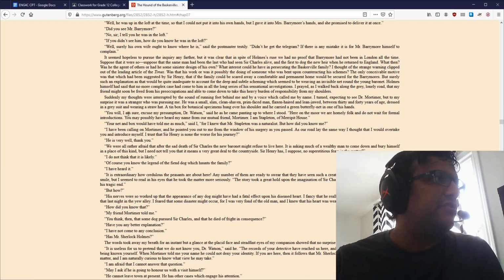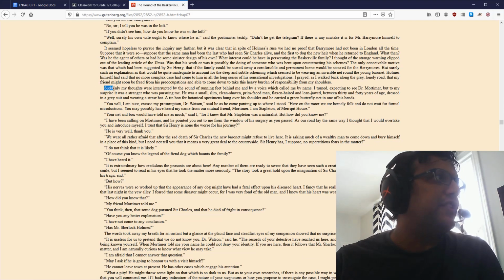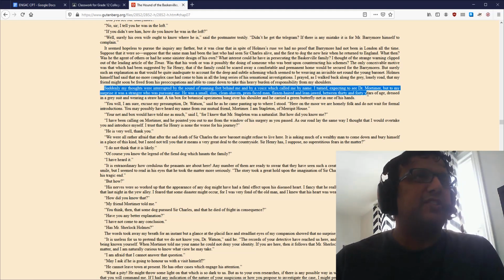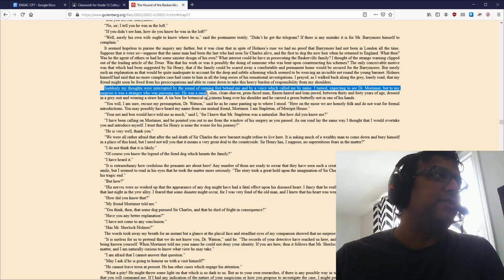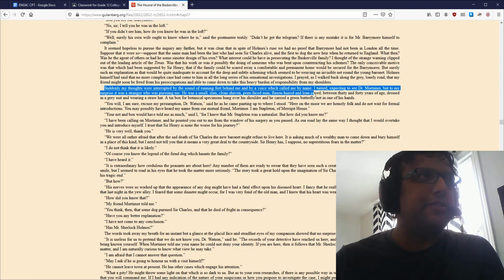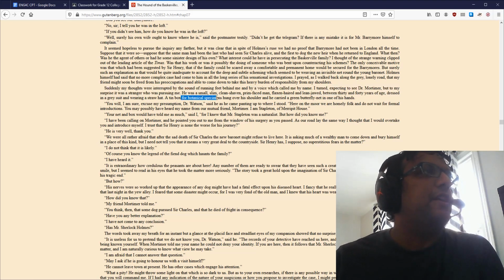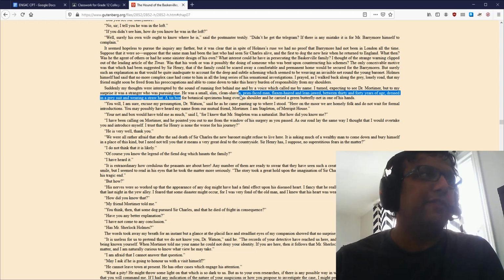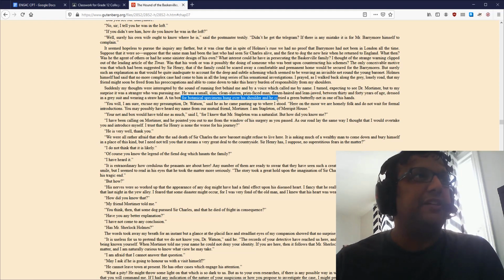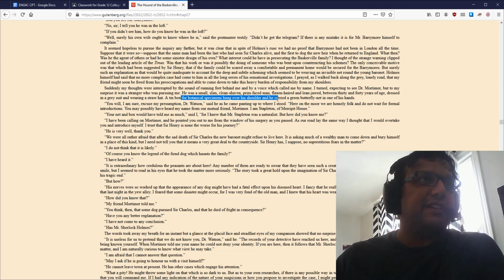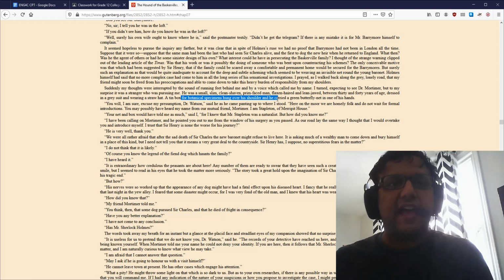Let's see our description of him here, right? This is chapter 7. "Suddenly my thoughts were interrupted by the sound of running feet behind me and a voice which called me by name. I turned, expecting to see Dr. Mortimer, but to my surprise it was a stranger who was pursuing me. He was small, slim, clean-shaven, prim-faced, flaxen-haired, and lean-jawed, between 30 and 40 years of age, dressed in a grey suit and wearing a straw hat. A tin box for botanical specimens hung over his shoulder, and he carried a green butterfly net in one of his hands."